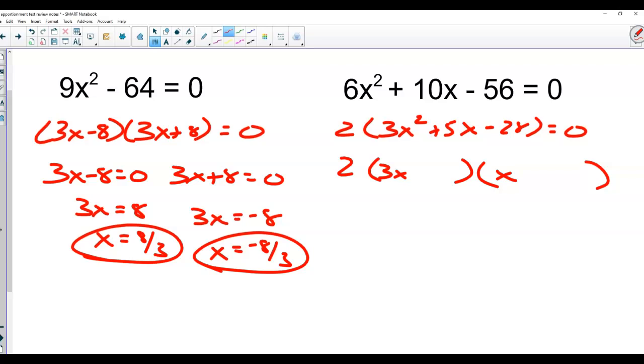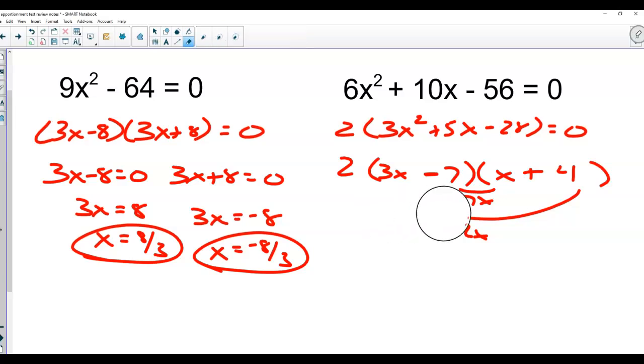Now, let's say I did it wrong. 21x and 4x is 17x or 25x. That doesn't work. If that happens, before you move other things, change the order of your numbers. Make this 7 and this 4. 12x and 7x can combine to be a 5x. I make the 7 negative and the 4 positive, and that allows me to get to the correct answer.